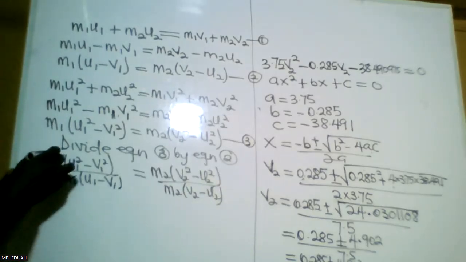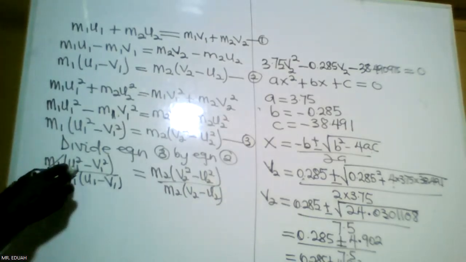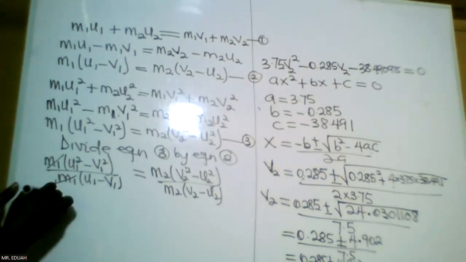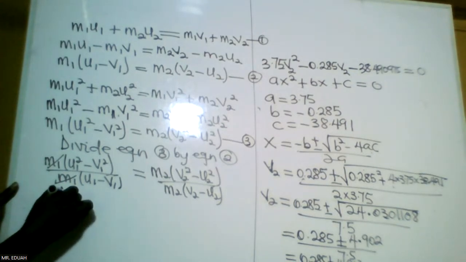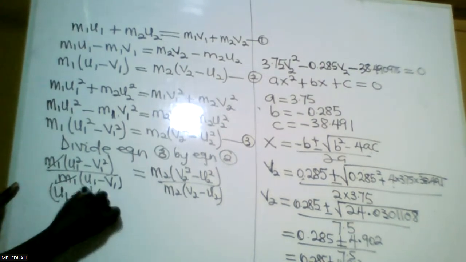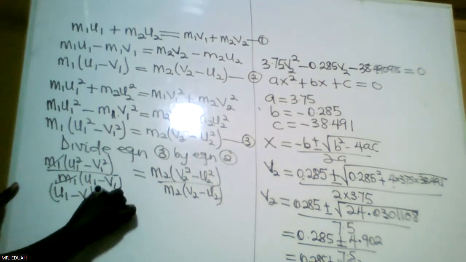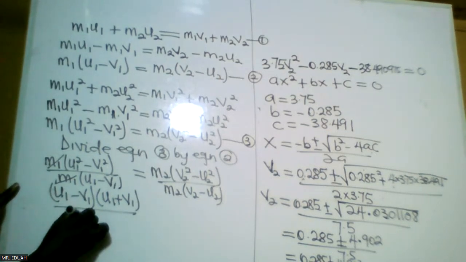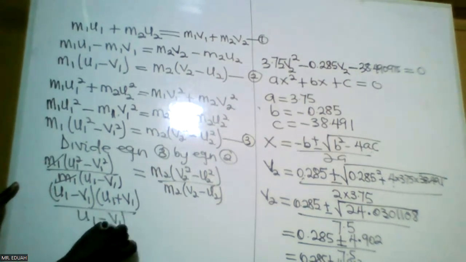So this and this will cancel. The numerator is a difference of two squares. So U1 minus V1 times U1 plus V1, all divided by U1 minus V1.